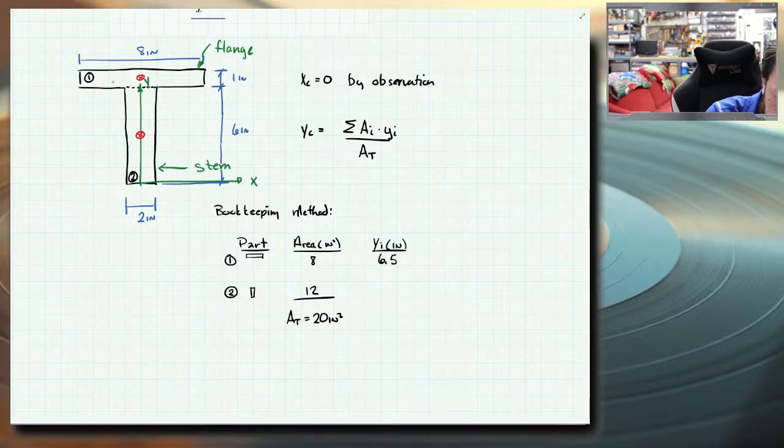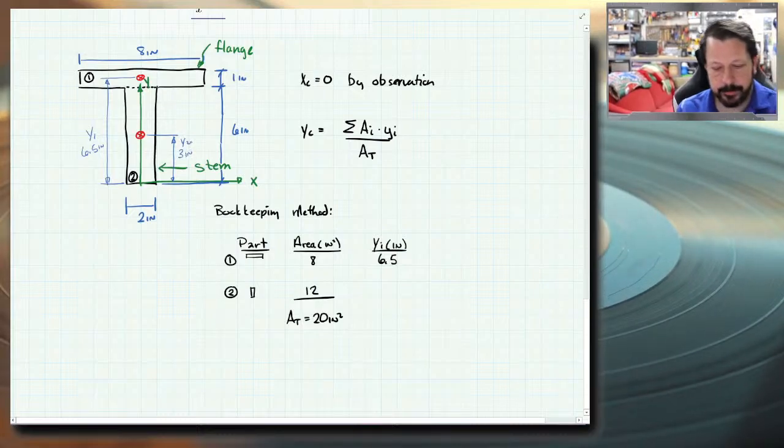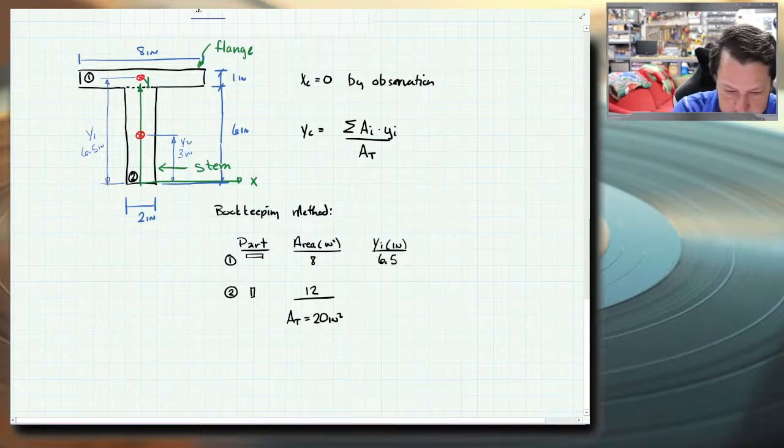So this distance here, that's y1, 6.5 inches. This one, y2, is 3 inches. So it's half of the height of the stem. Okay, so I'd put 3 inches.